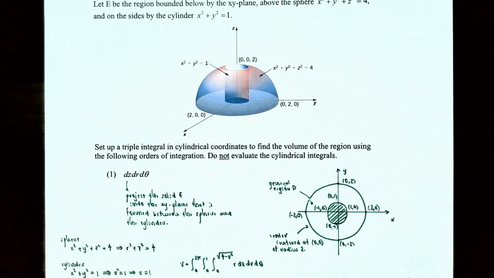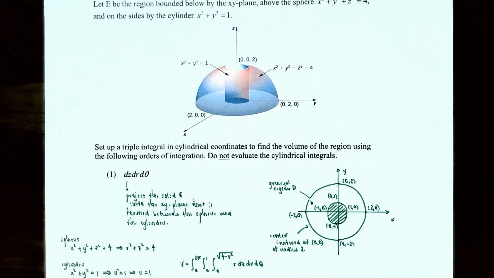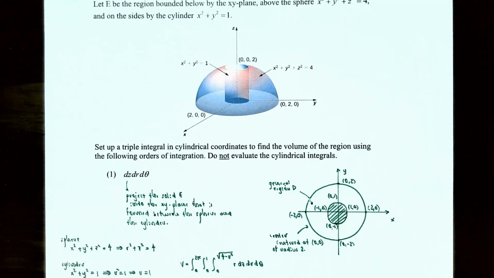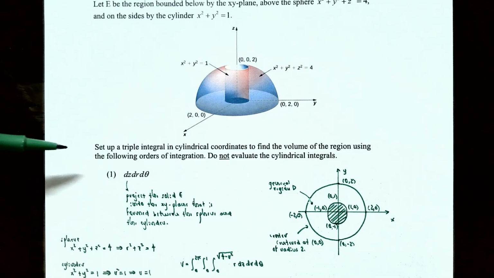The region that we're integrating over is above the xy plane. It's bounded above by the sphere of radius 2 centered at the origin, but then also bounded by the sides of the cylinder x squared plus y squared equals 1. So a cylinder that's centered along the z-axis with a radius 1. I'm going to set up a triple integral using cylindrical coordinates to find the volume of the region using, again, two different orders of integration, but we're not going to evaluate the cylindrical integrals.